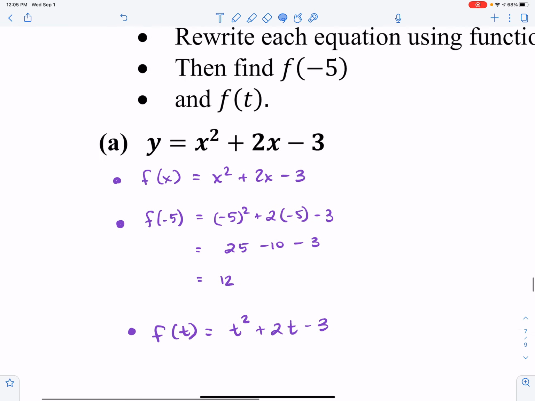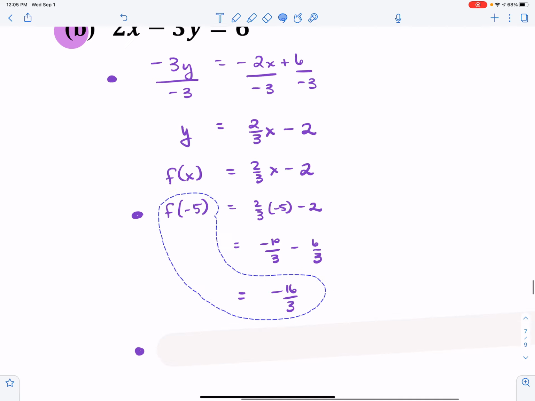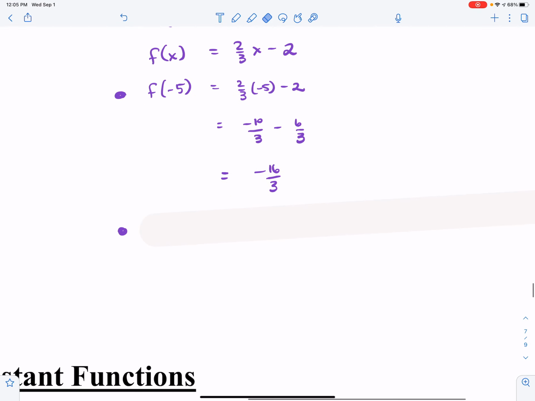The last thing that I was asked to do is to find f of t. So I'm going to take this statement here, and I'm going to take all of my x's away and replace them, or substitute them, with t's. And so I'll have f of t is equal to 2/3 t minus 2.